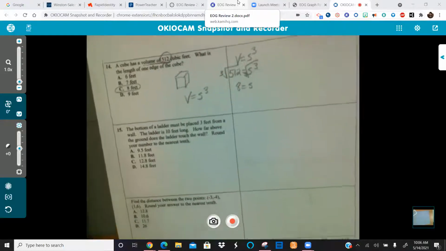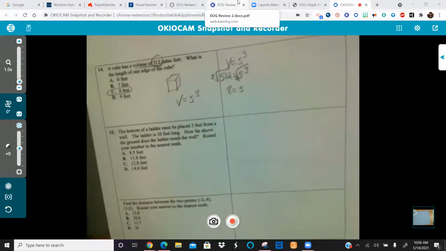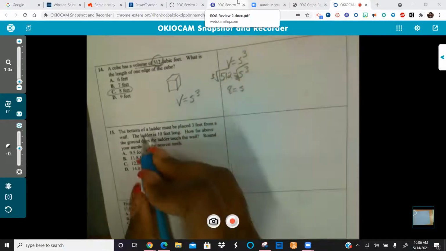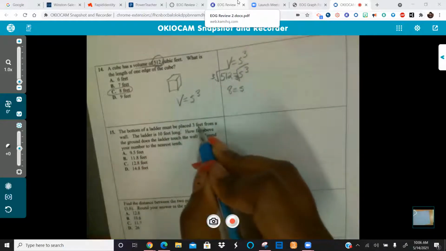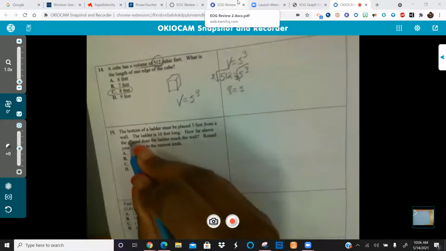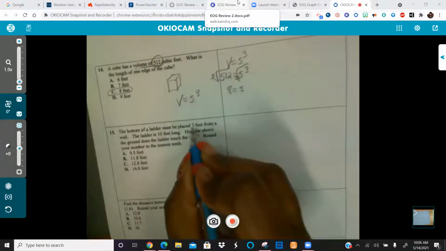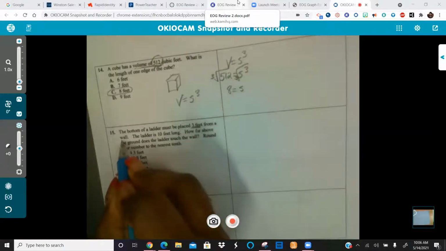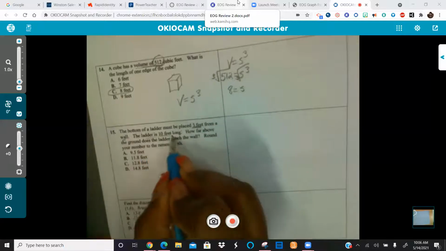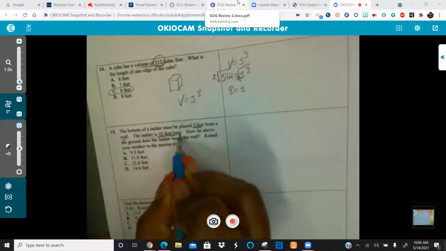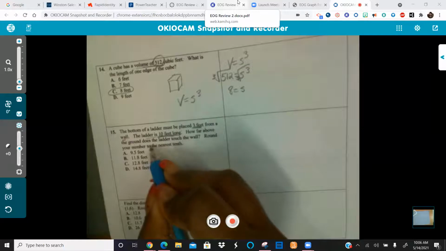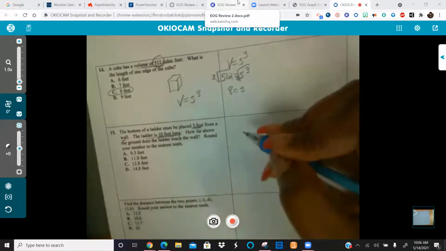All right, let's move on to number 15. It says the bottom of the ladder must be placed 3 feet away from the wall. So the bottom of the ladder is placed 3 feet away from the wall. The ladder is 10 feet long. How far above the ground does the ladder touch the wall?